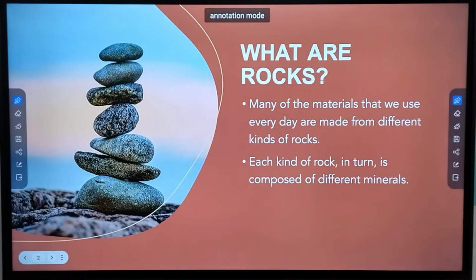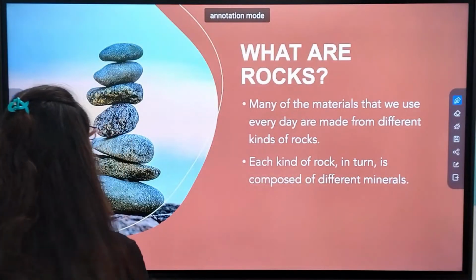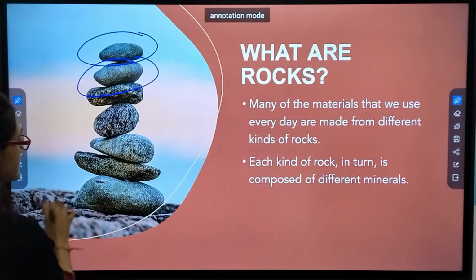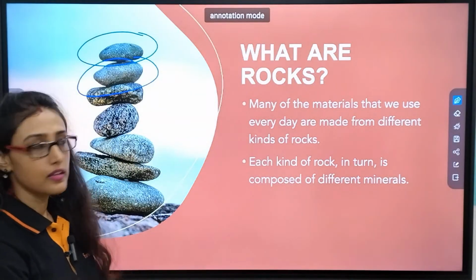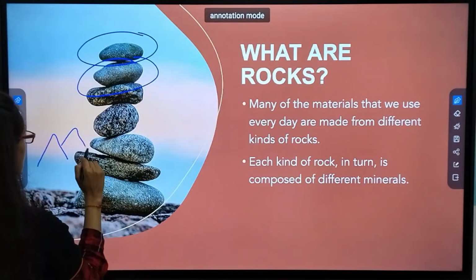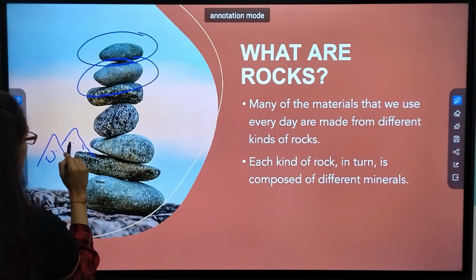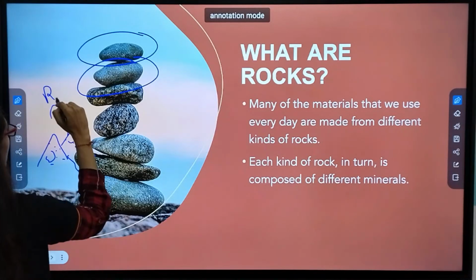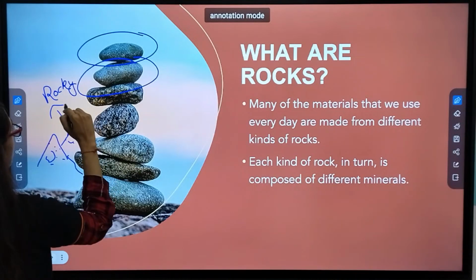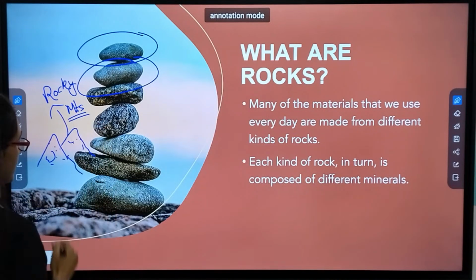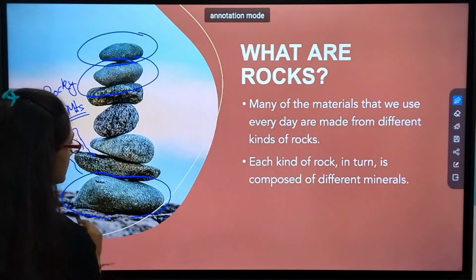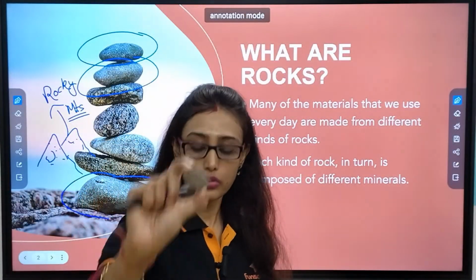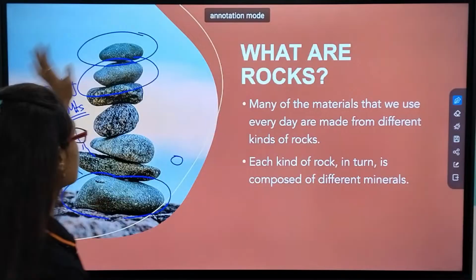So the first thing is, what are rocks? See, this is obviously a stone. This is another stone. So rocks are something like this only. You have seen rocky mountains. These are rocky mountains. This big stone, then small stone. Just now I have shown you a small stone. So all these come under rocks.